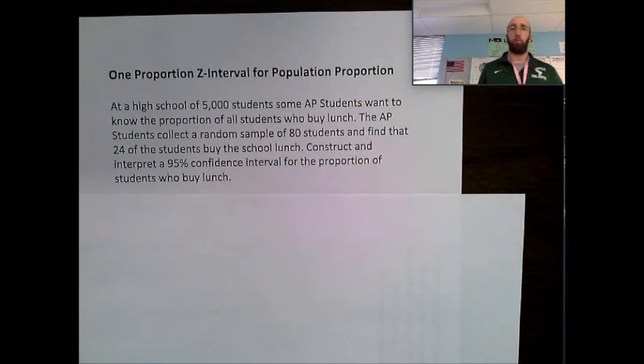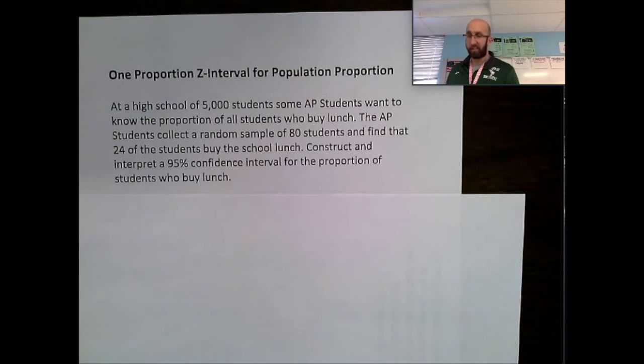Run it through a 1 proportion z interval for a population proportion. So the idea is we are going to be making a confidence interval to try and estimate and pin down what exactly the population proportion is.